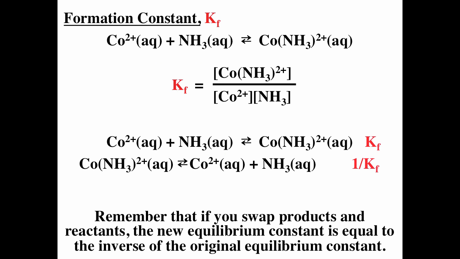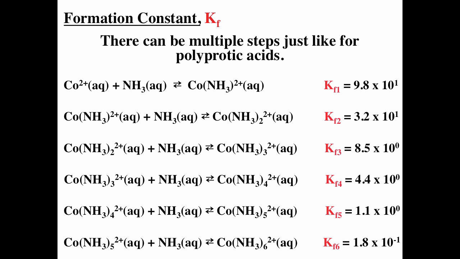And now the last type of equilibrium constant we're talking about is the formation constant. And so when you have a metal ion with a ligand, like ammonia, forming a complex, cobalt ammonia, the equilibrium constant for that is going to be a Kf. Now again, if we reverse it, we're going to have to take the inverse. Now just like for Kas, there actually is Kf1, Kf2, Kf3.